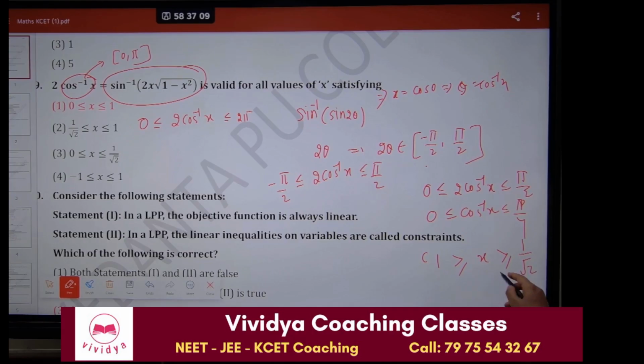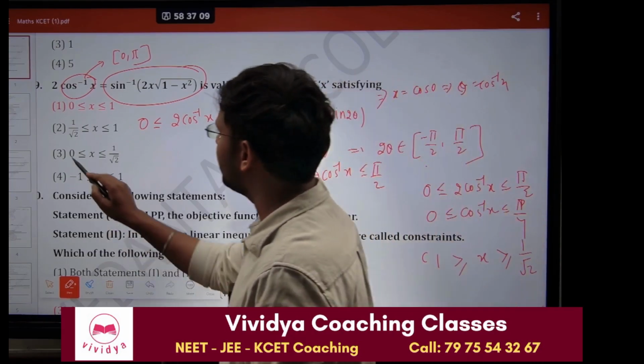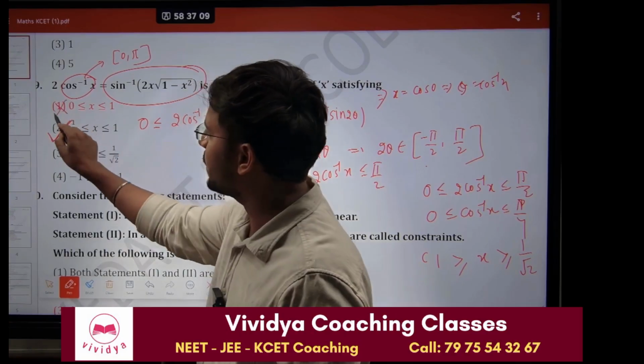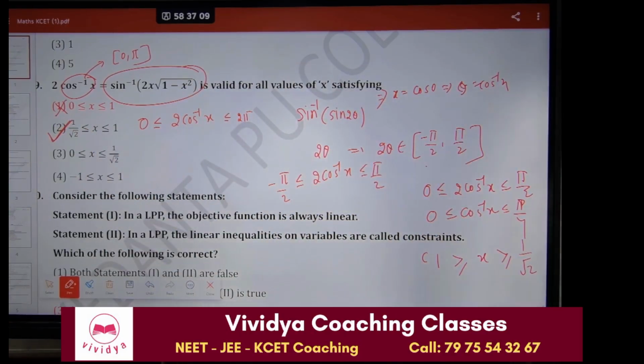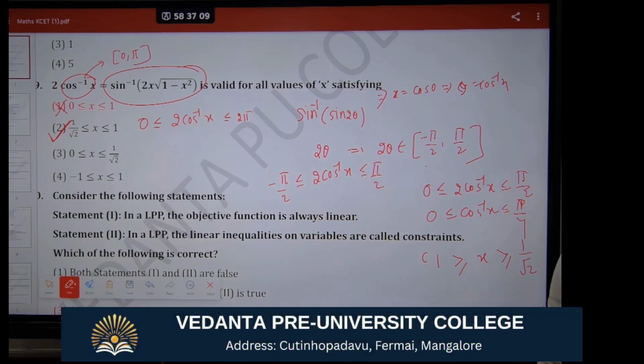So the answer is going to be 1 by root 2 to 1, which is option number 2, not this. By print it is written 1, but option number 2 is the correct answer. Okay.